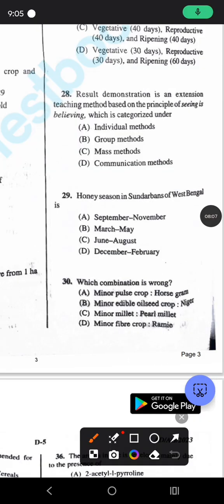Question number 29. Honey season in Sundarban of West Bengal, that is option number B, March and May. Actually honey is prepared in December, February and collected in March and May. So the correct answer is option number B.